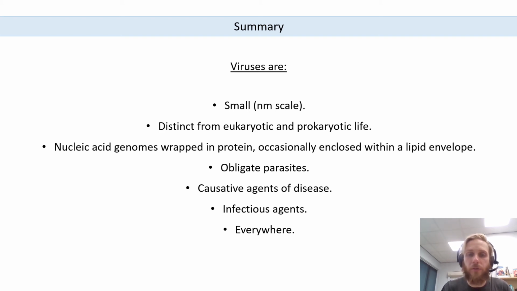Again, we also defined viruses as infectious agents, exactly the same concept as causative agents of disease. But when we say infectious agents, we're really emphasizing the point that they can move from person to person. So one of the characteristics of infectious disease is not just that it's caused by microorganisms, but also that it can be transmitted throughout a population, because these microorganisms are capable of moving from host to host to host.